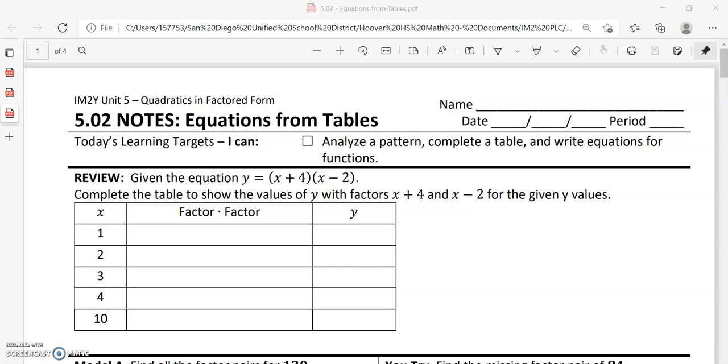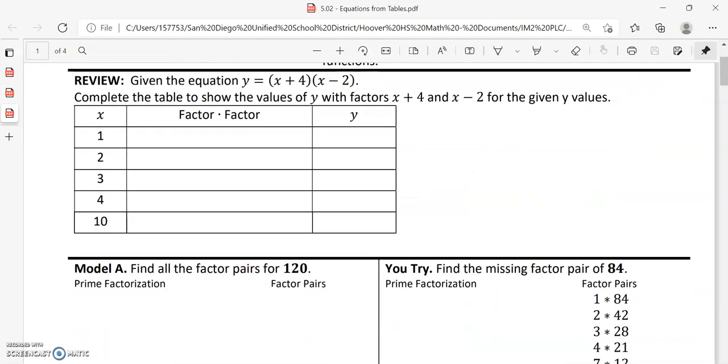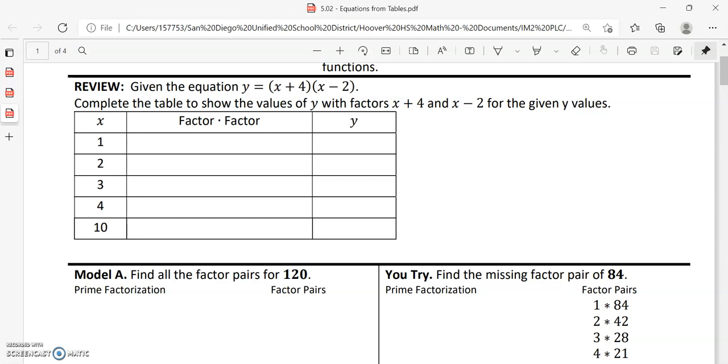Unit 5, quadratics in factored form, 5.02, equations from tables. So let's first answer the review. This is from 5.01. Given the equation, y equals x plus 4 times x minus 2.